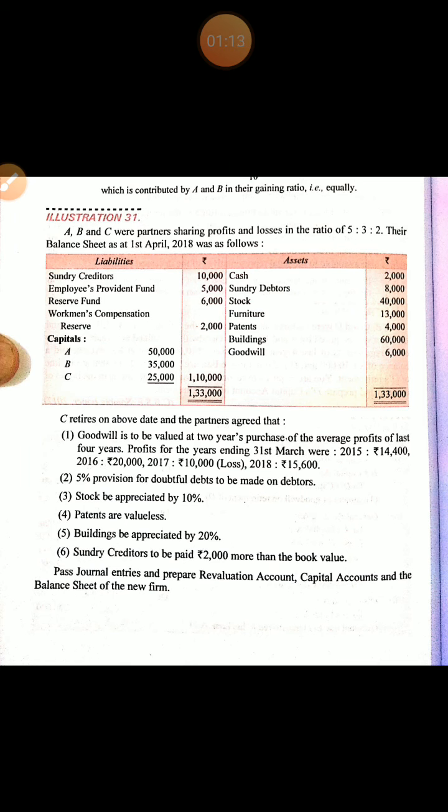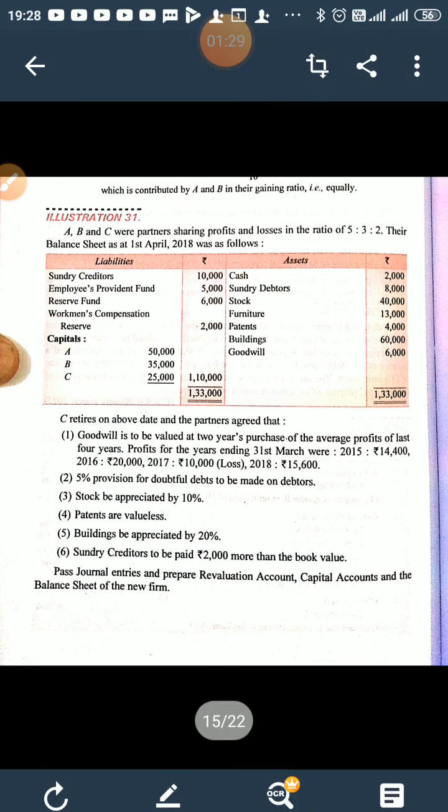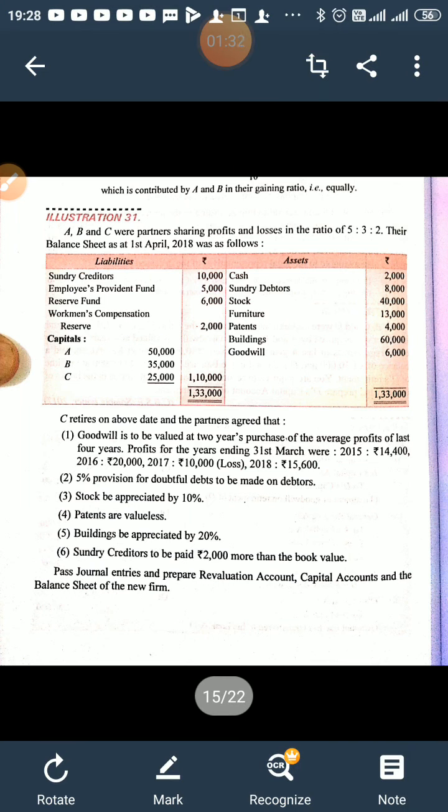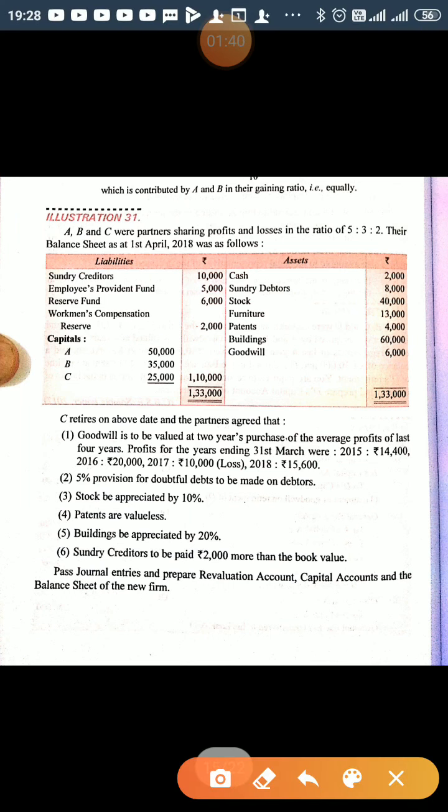In this question, it is comprehensive because it asks not only the journal entry but also asks to prepare all the necessary ledgers, that is the revaluation account, partners' capital accounts, apart from this the balance sheet of the new firm after the retirement. So A, B, C were partners sharing profits and losses in the ratio of 5:3:2. So the old ratio between the partners A, B, C is 5:3:2. Their balance sheet as at 1st April 2018 was as follows.